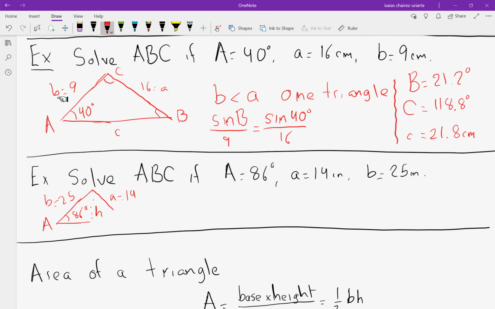so h should be equal to 25 sine of 86 degrees. And if you punch that into your calculator, making sure that your calculator is in degree mode, that's 24.9, I guess, inches.